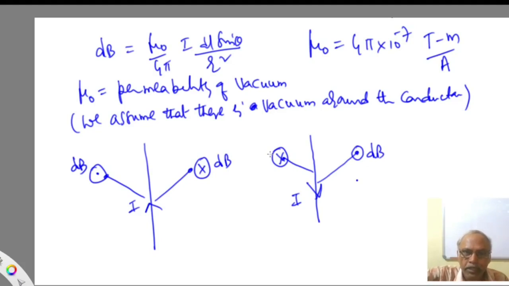You keep the thumb in the direction of current and put the fingers. Now if the current conductor is like this, tell me, what is the magnetic field here?